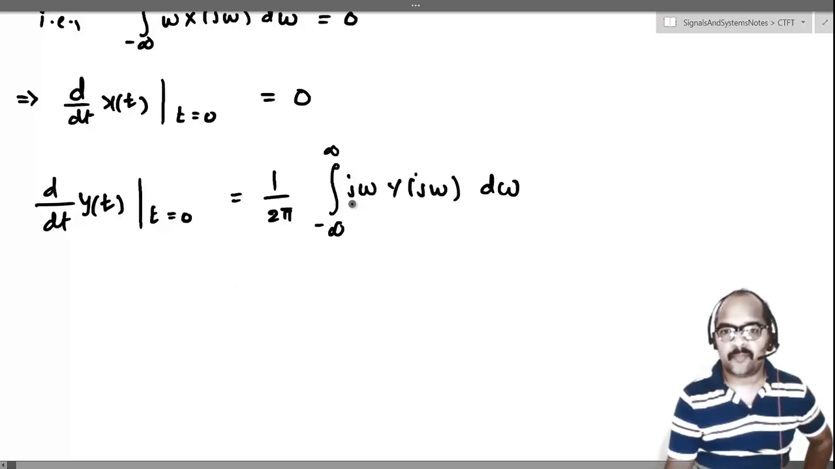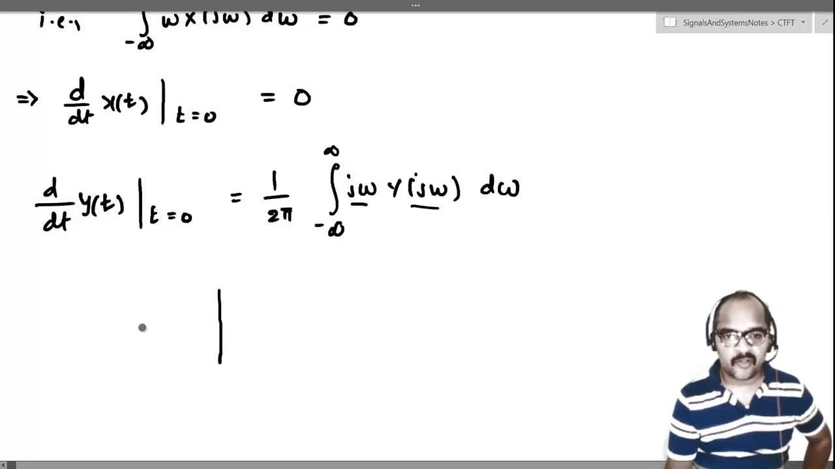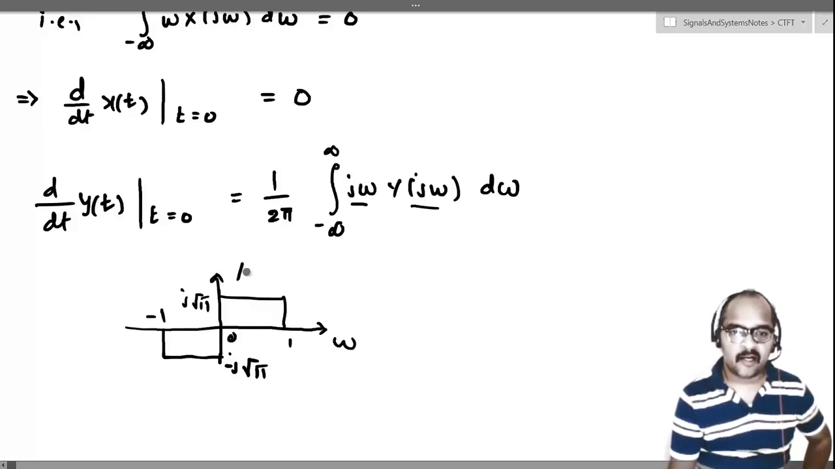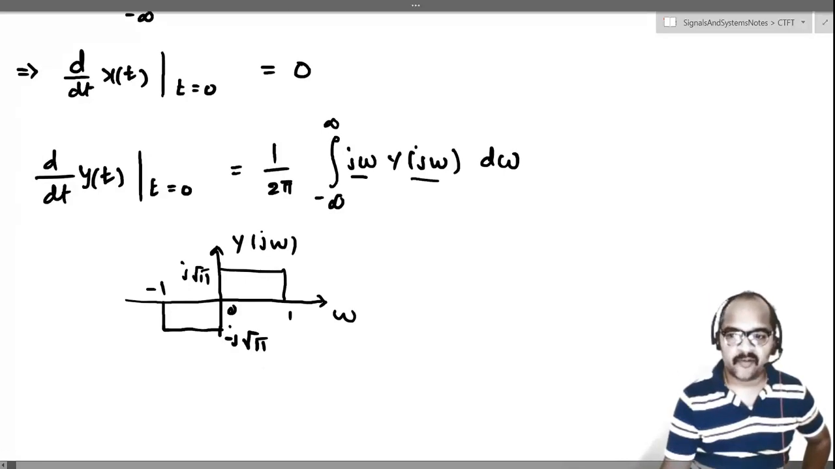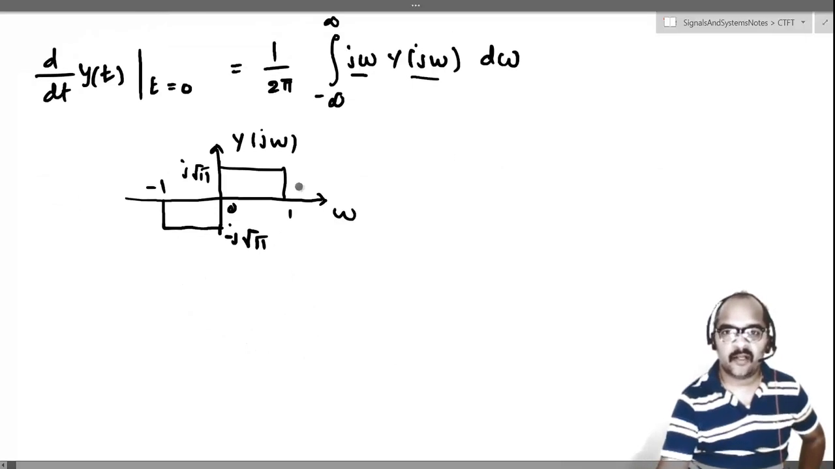So we have to multiply which signal, which functions, j omega and y of j omega. So let us draw them first, what we know. So y of j omega, we know that to be of this form. Correct? So this is from -1 to 0, then 0 to 1. This is how much? Minus j root pi, and this is plus j root pi, and this is our y of j omega, and that fellow is multiplied with whom? J omega, right?